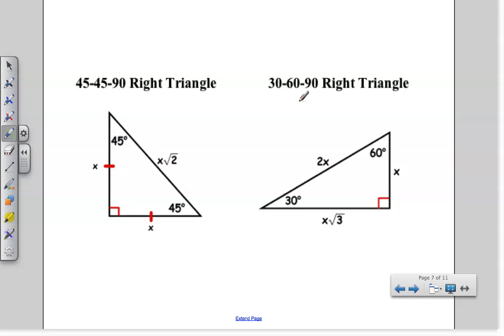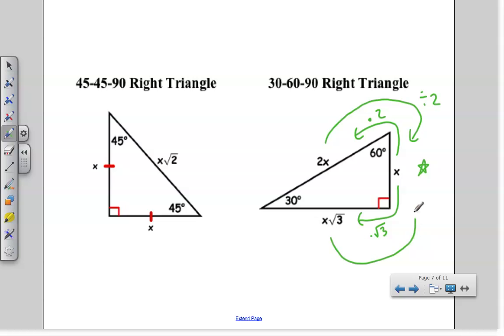In a 30, 60, 90, remember the short leg is your most important one. To get the hypotenuse, you're going to multiply by 2. If you have the hypotenuse and you need to go back to the short leg, you're going to divide by 2. I'm sorry that I said square root there. Multiply by 2 or divide by 2. If you have the short leg and you need the long leg of a 30, 60, 90, you're going to multiply by square root of 3. If you have the long leg, you're going back to short leg, you're going to divide by square root of 3.